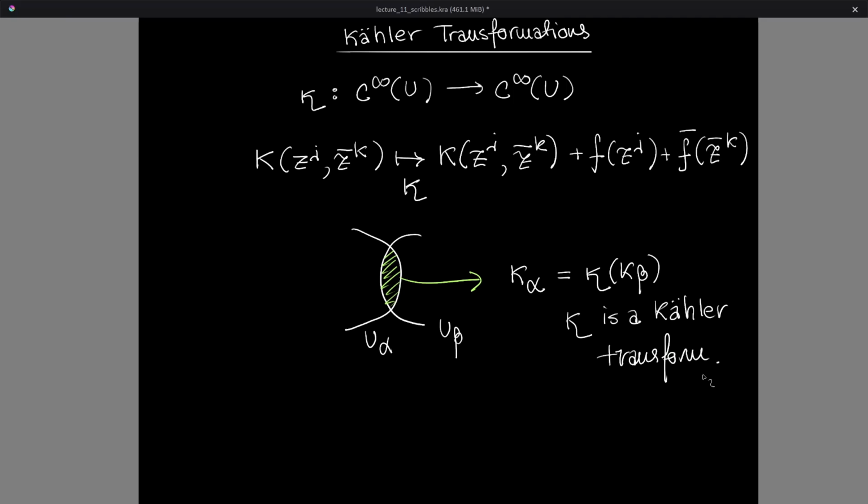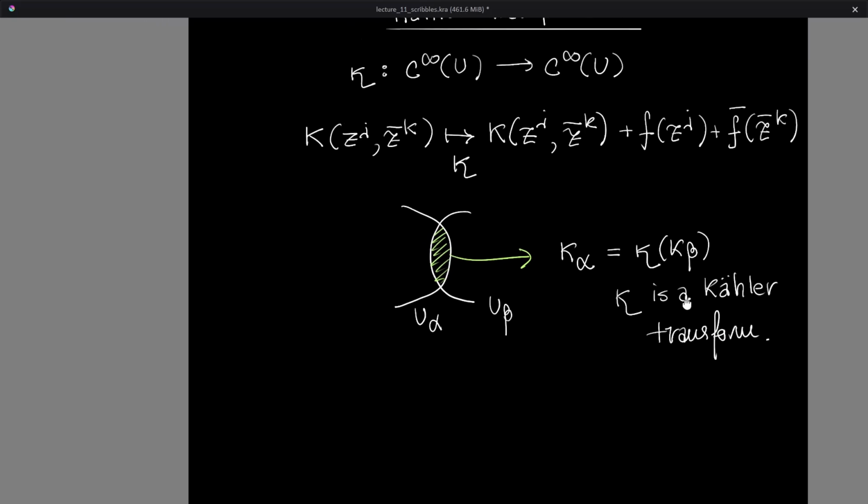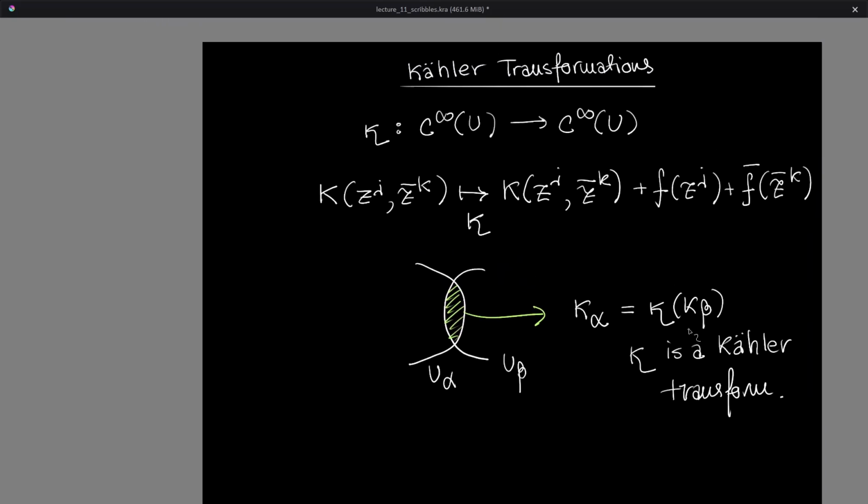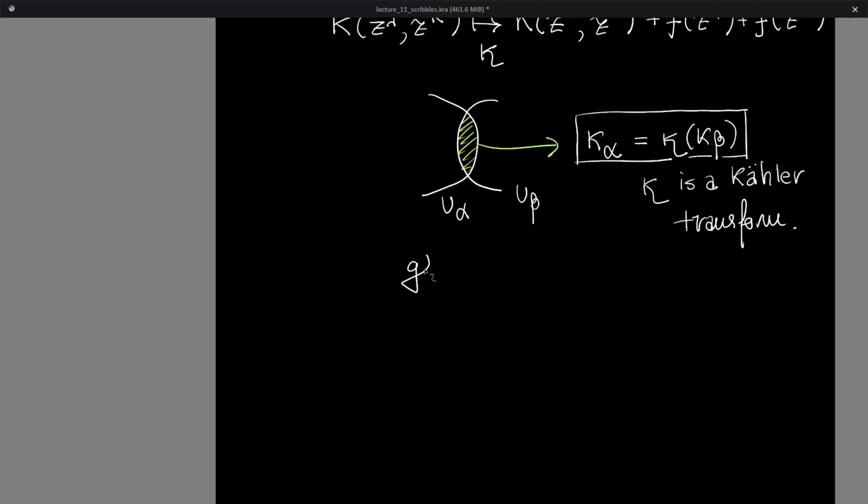So it preserves the Kähler metric. That's what we mean when we say local to global patching. The niceness condition, or the compatibility condition, is this. And that's how we obtain a global Kähler potential.